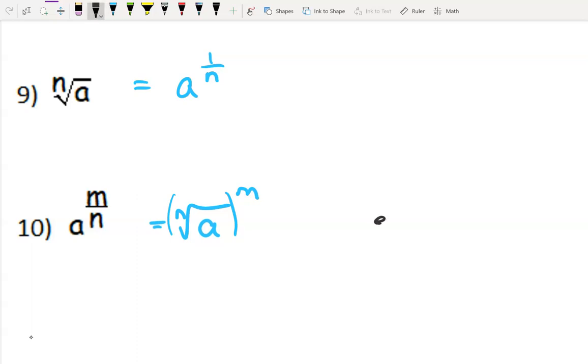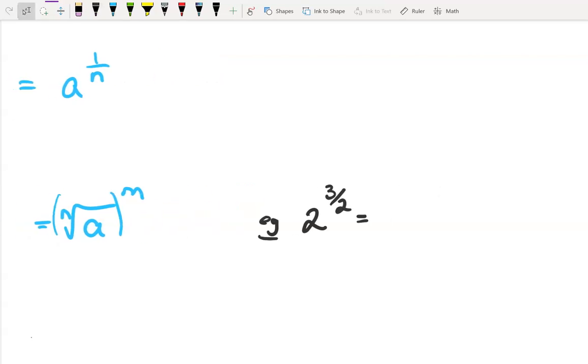Let's look at an example. If you had, let's say, 2 to the power of 3/2. What's another way of writing this? Well, if there was no 3 there and it was just 2 to the power of a half, you would have the square root of 2. But what is this 3? This 3 is a power.